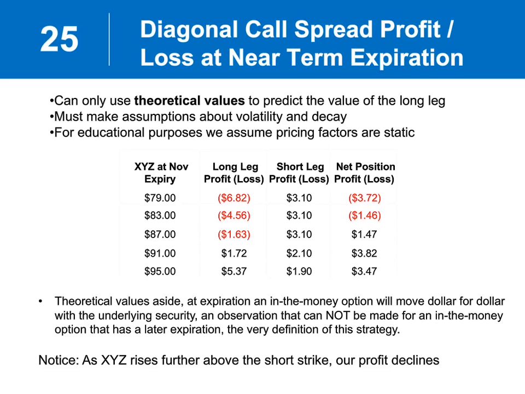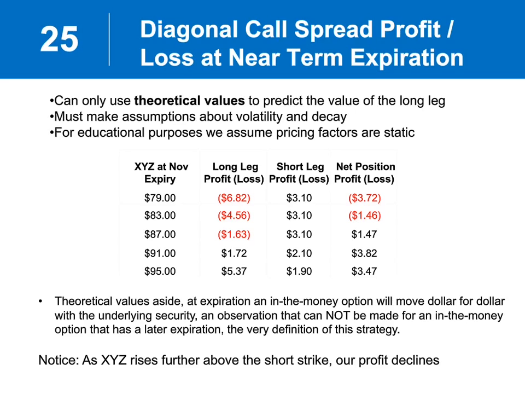Our short leg that we sold at $3.10 is now worth $5. That's a $1.90 loss. I apologize for the lack of red ink there. The net effect, our net position, that profit is correct. That's $3.47. Quick note, theoretical values aside, at expiration, an in-the-money option will move, or should move, dollar for dollar with the underlying security.